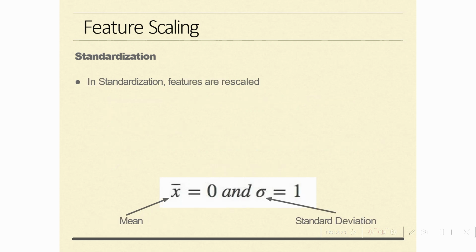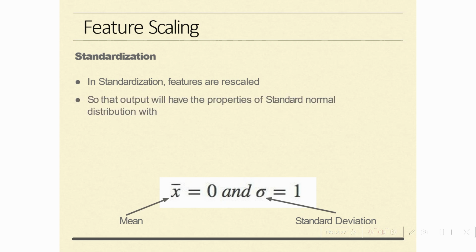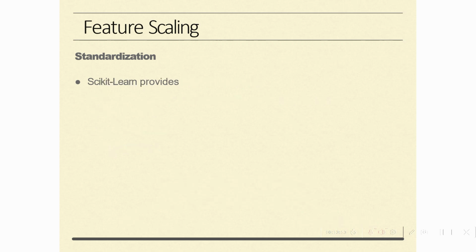Now, with standardization, features are rescaled so that the output has the properties of a standard normal distribution with zero mean and unit variance. So here the mean x bar equals 0 and sigma equals 1, that is, zero mean and unit variance. That is the value we get after applying standardization. Now if you want to implement that, scikit-learn provides a library. Based on that library, we implement it in our program. We can easily convert the given data into scaled format by applying standardization.